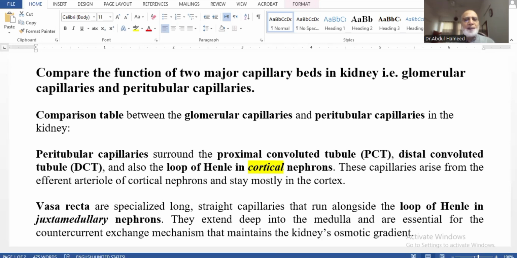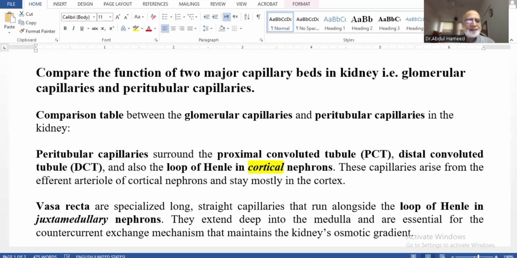Peritubular capillaries surround the proximal convoluted tubule, PCT, distal convoluted tubule, and also the loop of Henle in cortical nephrons. So cortical nephron is significant. These capillaries arise from the efferent arterioles of cortical nephrons and stay mostly in the cortex.